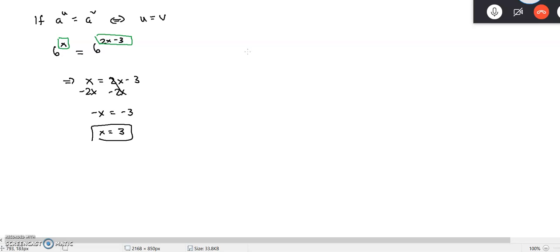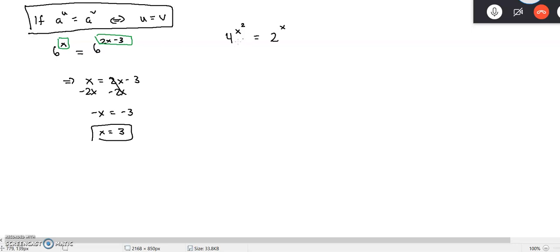Let's try one where they don't match. Let's do 4 to the x squared equals 2 to the x. Okay, so this one does not match our property because the bases don't match. The bases have to match in order for this property to work.